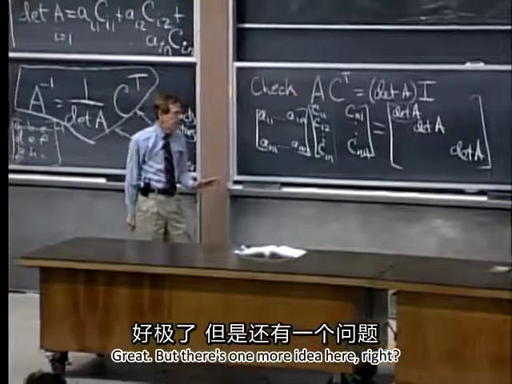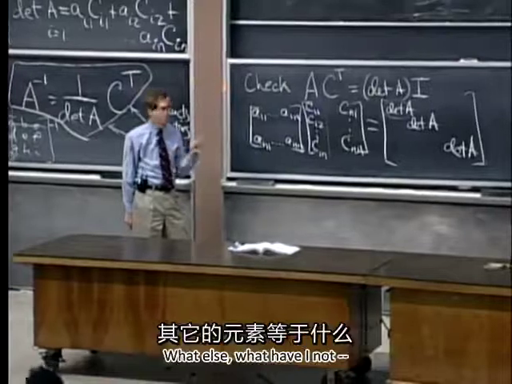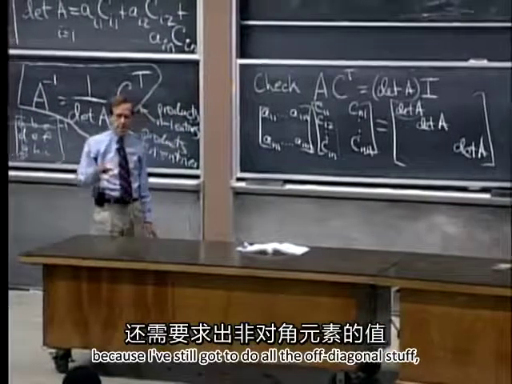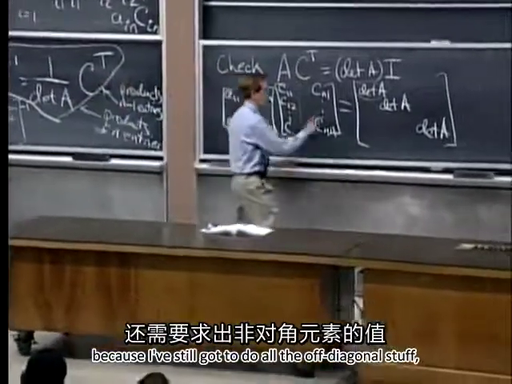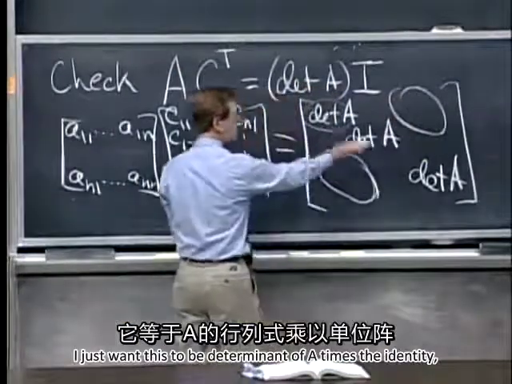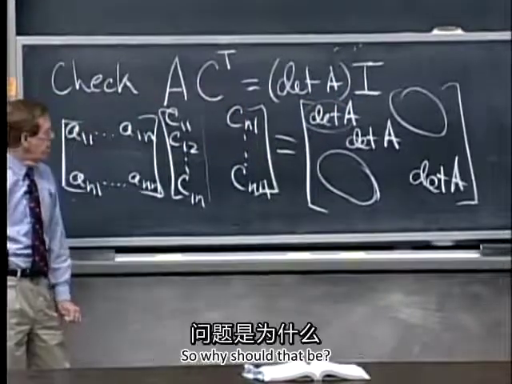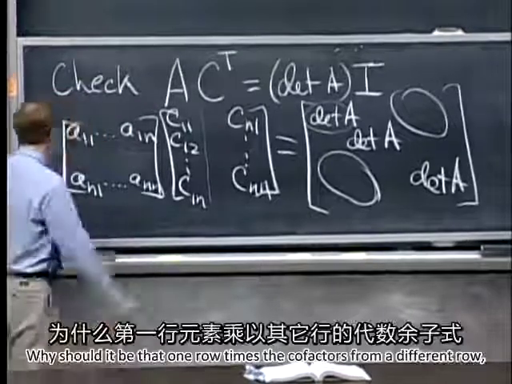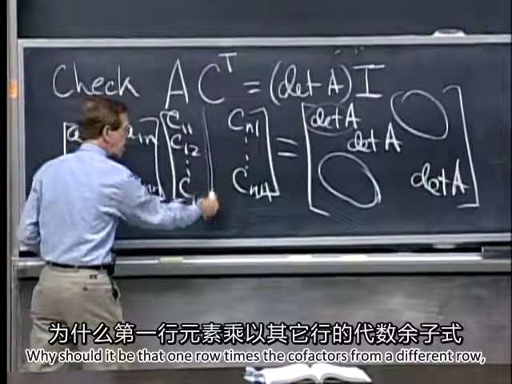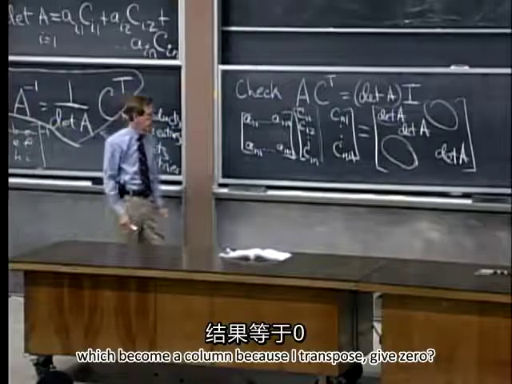Great. But there's one more idea here. I haven't got that formula completely proved yet because I've still got to do all the off-diagonal stuff, which I want to be 0. I just want this to be the determinant of A times the identity, and then I'm a happy person. So why should that be? Why should it be that one row times the cofactors from a different row, which become a column because I transpose, give 0?